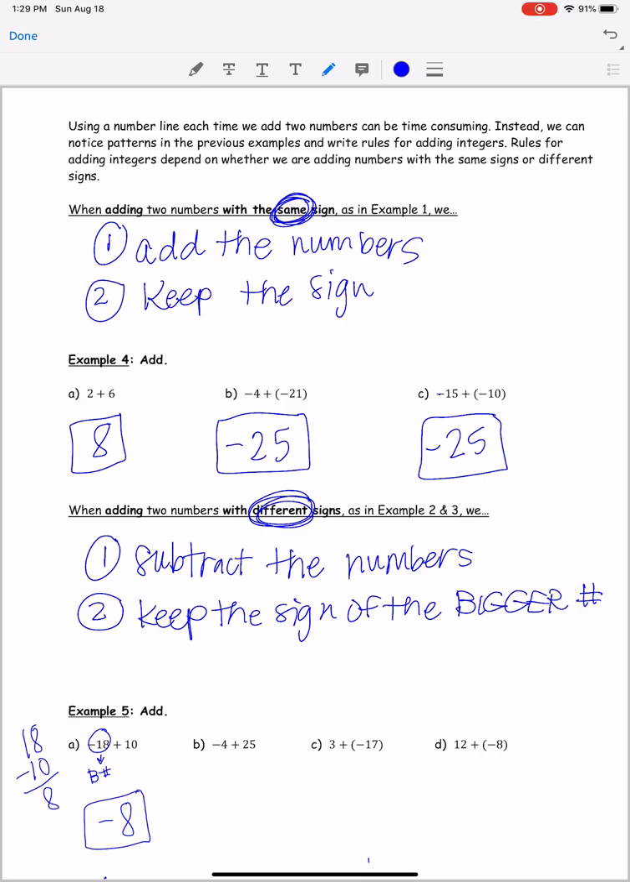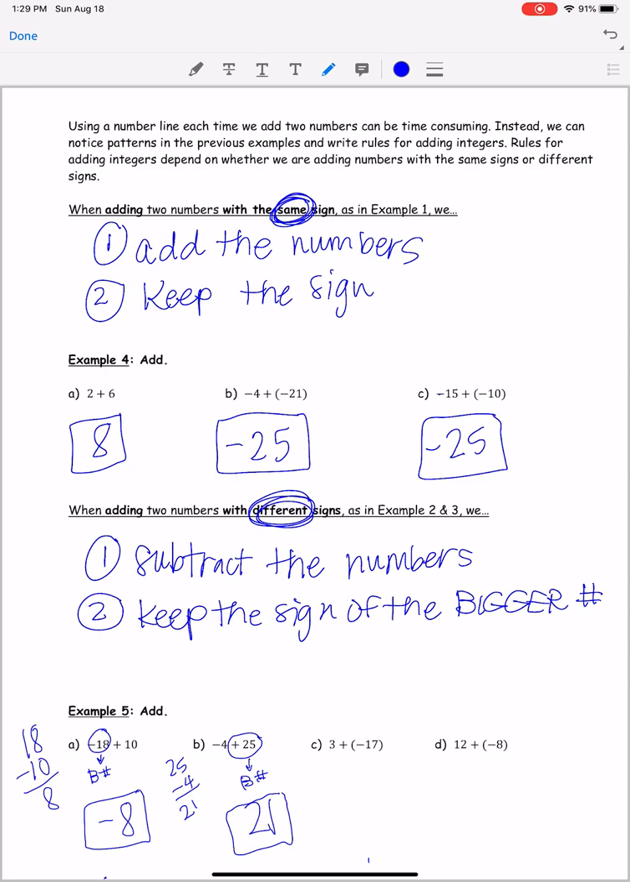Okay, B, you got negative 4 plus 25. So 1 is negative, 1 is positive, so subtract the numbers. 25 minus 4 gives me 21. So we get 21 and keep the sign of the bigger number. Which one's a bigger number? That's that 25. And 25 is positive. So this answer here is positive 21.